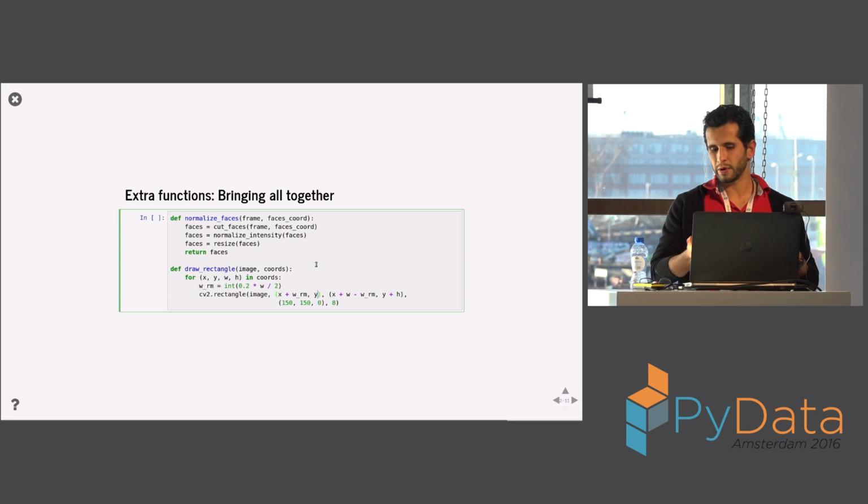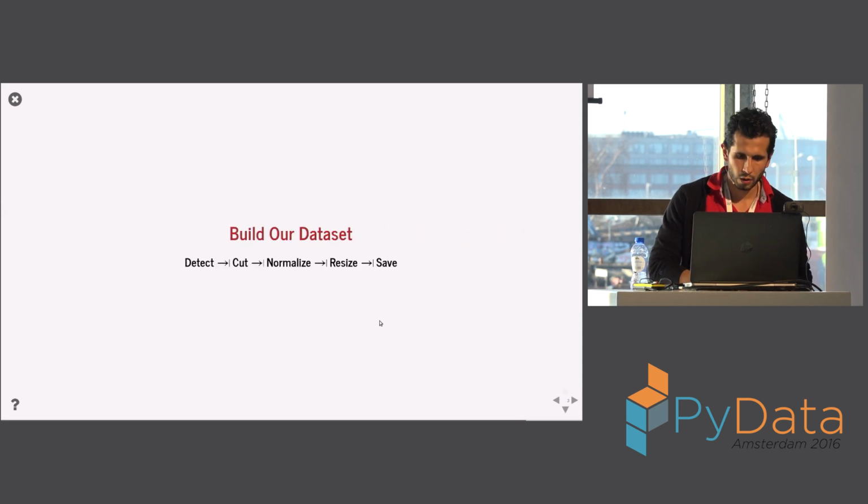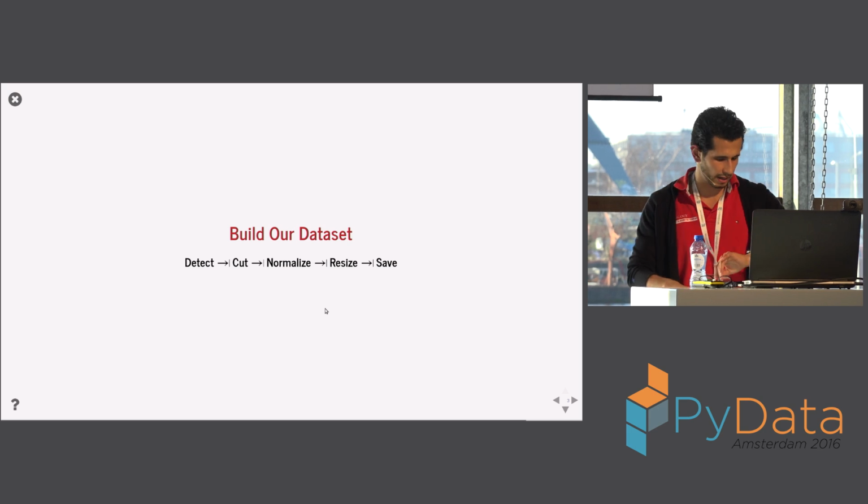So this is just bringing it all together, useful things, nothing important. Now we're going to build our dataset. We're going to detect, cut, normalize, resize, and save.